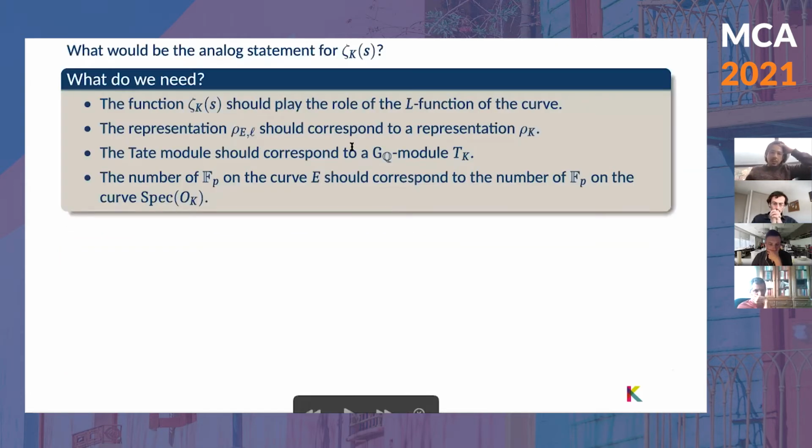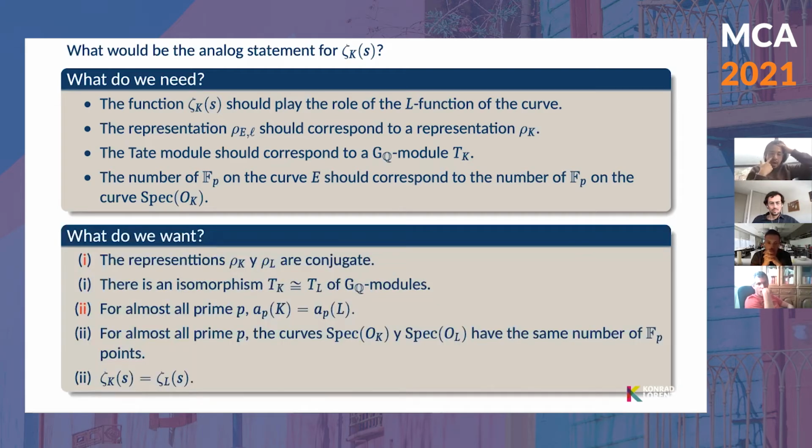So what would be the analogous statement? The zeta function should play the role of the L function of the curve. You should have a corresponding representation of the absolute Galois group that depends on the number field. The Tate module should correspond to some Galois module that also depends on the number field. And the number of F_p points on the curve should correspond to the number of F_p points on the corresponding curve. Of course, the corresponding curve should be Spec O_K. We are trying to guess what we should have, and the theorem that we will get is exactly the same as before, in the implication of the isogeny theorem.